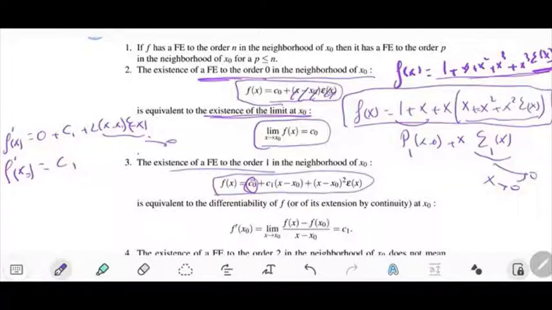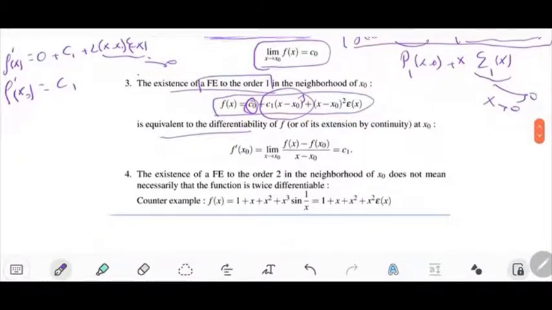It means that the existence of finite expansion to the order 1 is equivalent to the existence of the first derivative of f at x0, so it's equivalent to the differentiability of f, or of course its extension by continuity if the function is extended by continuity at the point x0. So it's equivalent to the differentiability of f at x0, and it also means that the derivative of f at x0 is equal to the coefficient of the term of order 1 in the expansion. So if you have the expansion to the order 1, you can always conclude immediately that the derivative of f at x0 exists and it's equal to the coefficient.